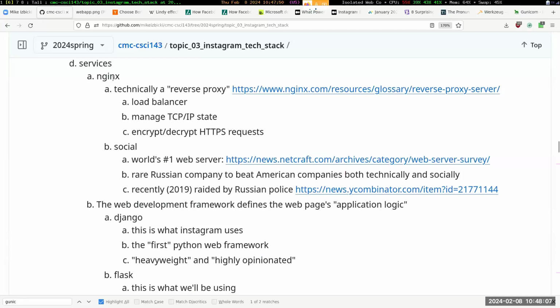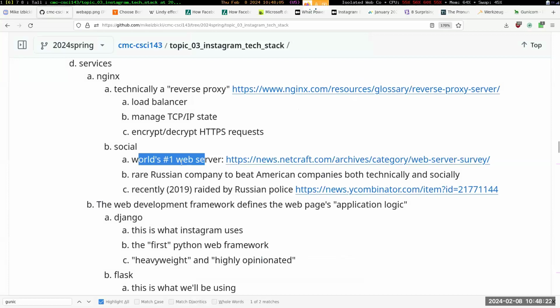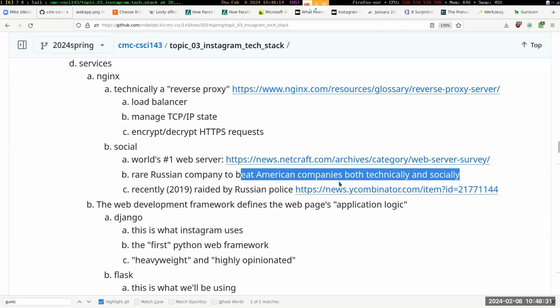Some last fun notes about Nginx here. It's currently the world's number one, most popular web server. It's actually a Russian company. It's the only non-American company that I know of that is beating out American competitors, both technically and socially, on something.